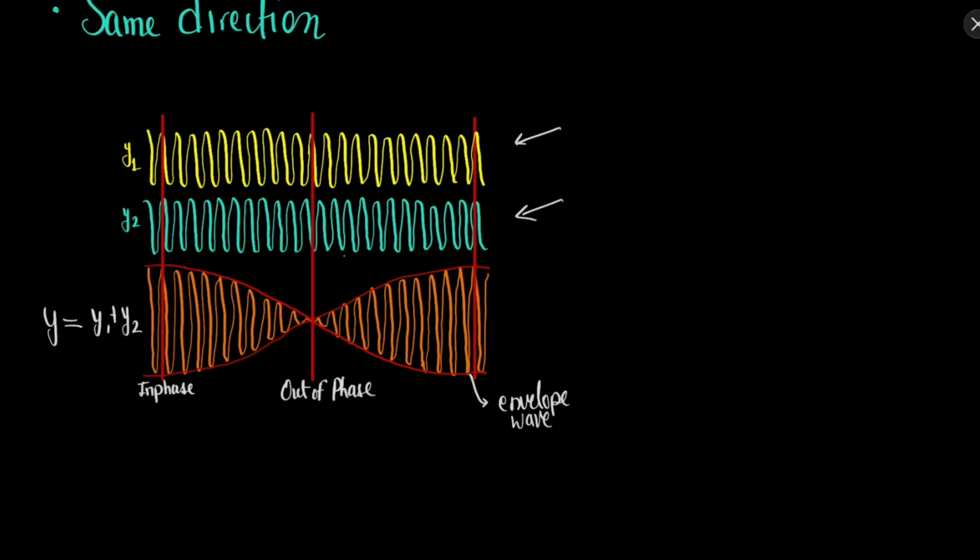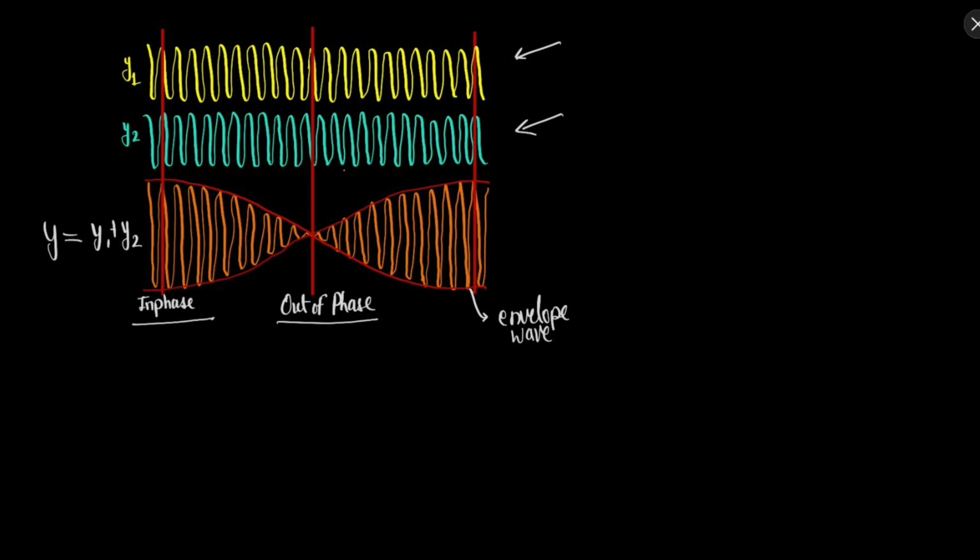Once you get the resultant, you will notice that the waves are in phase at some places and they are completely out of phase at some other areas. For example, here the waves are in phase and here the waves are completely out of phase. So whenever the waves are in phase, we will get maximum amplitude. But when the waves are not in phase, then we will get minimum amplitude.